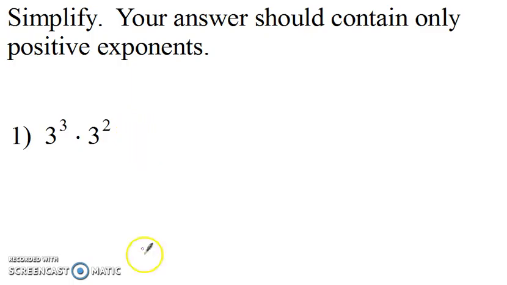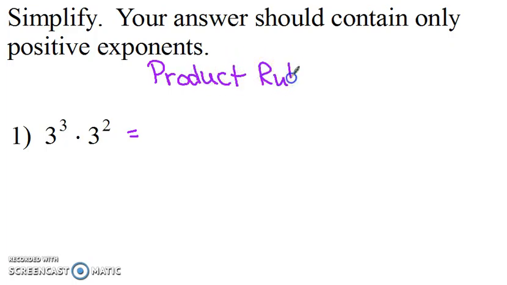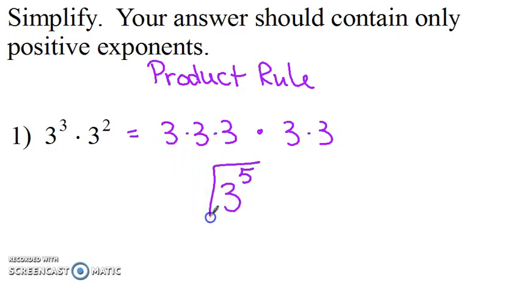Alright, so for this problem, this is the product rule. They call it the product rule because we are multiplying. Here's the multiplication. So we have a shortcut way, but nobody can remember it. So let's do it the long way. So 3 to the third power is 3 threes. And 3 to the second power is 2 threes. So all together, that is 5 threes. And that's all there is to this.